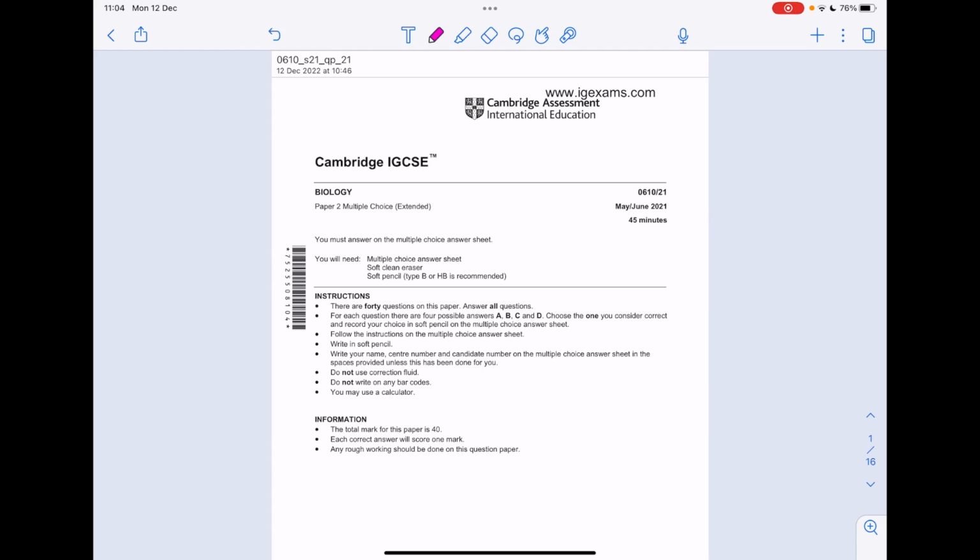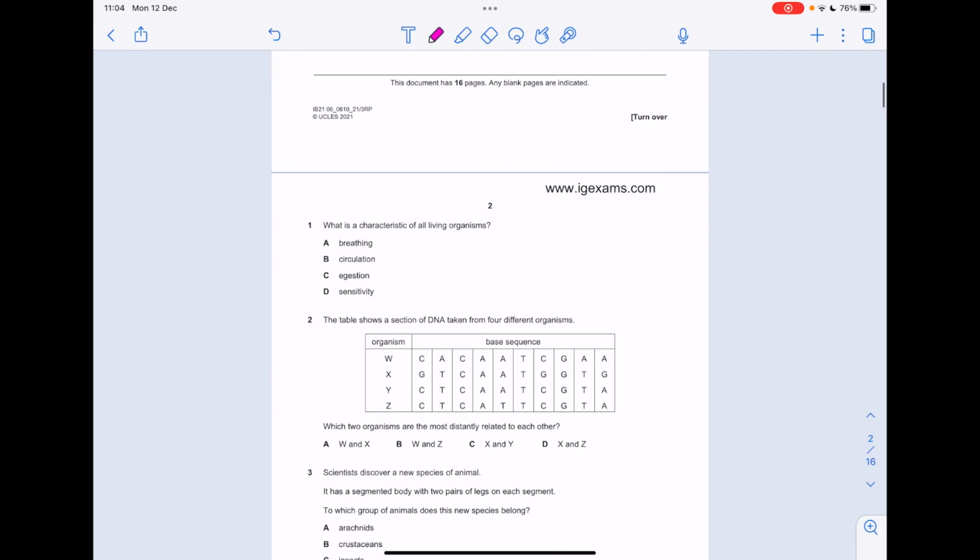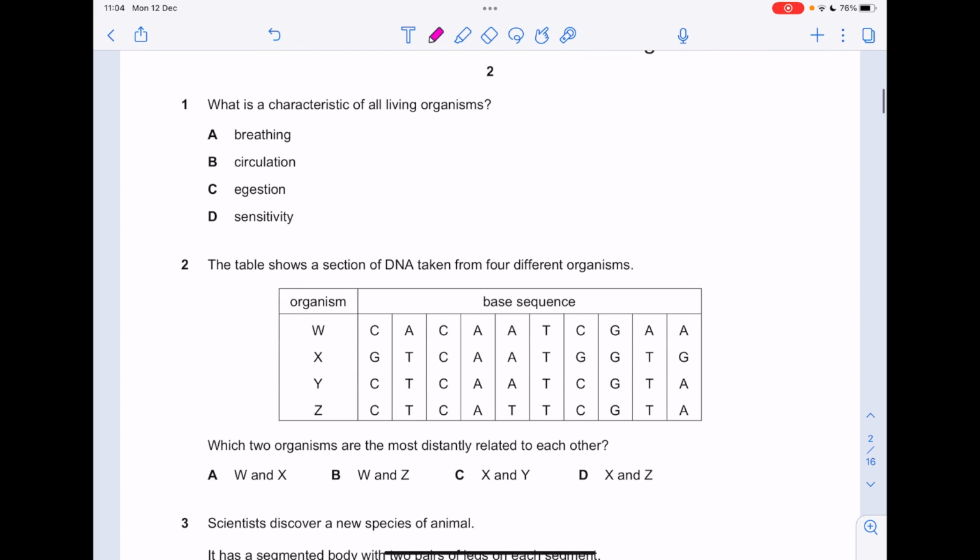This is a Cambridge IGCSE Biology Paper 2 multiple choice extended past paper talk through from June 21. So, question 1. What is a characteristic of all living organisms? Use Mrs H. Gren to help you here. Remember, it's a mnemonic that will help you remember. That's movement, respiration, sensitivity, homeostasis, growth, reproduction, excretion, and nutrition.